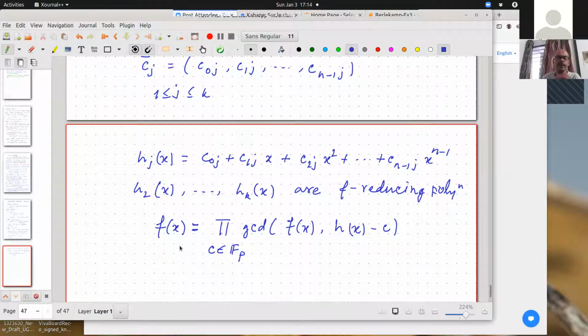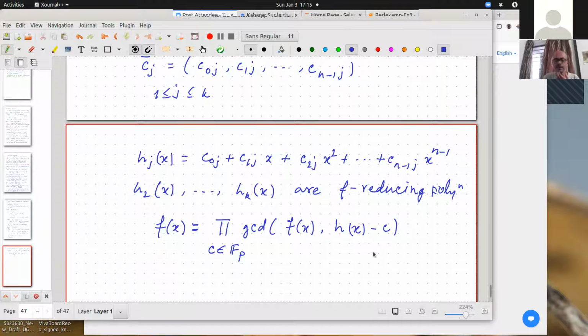So a non-trivial factorization of f(x). By non-trivial factorization, I mean that no factor is f(x). So it can be just f(x) into 1, so that is a trivial factorization. A non-trivial factorization just avoids that, so none of the factors is equal to f(x). These factors need not be irreducible. This is just a non-trivial factorization. It's not factoring into irreducible polynomials.